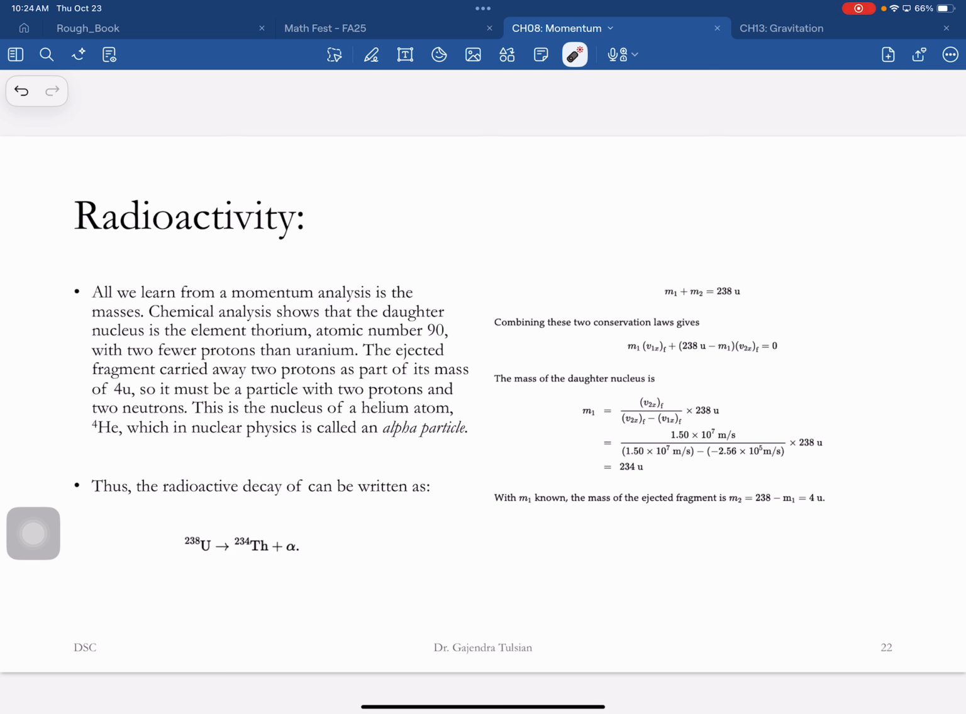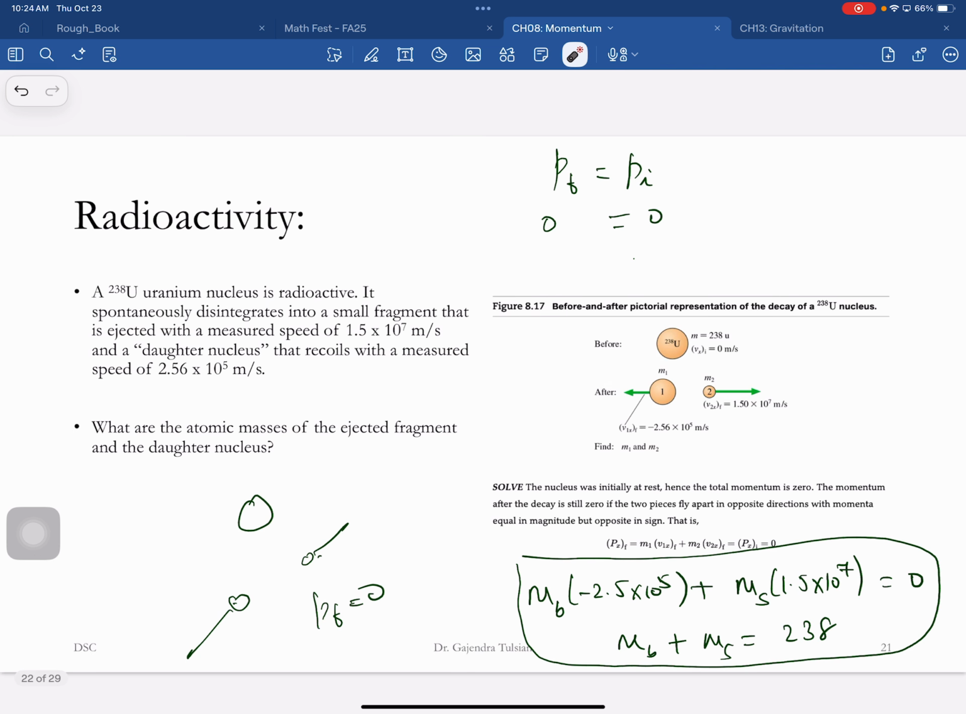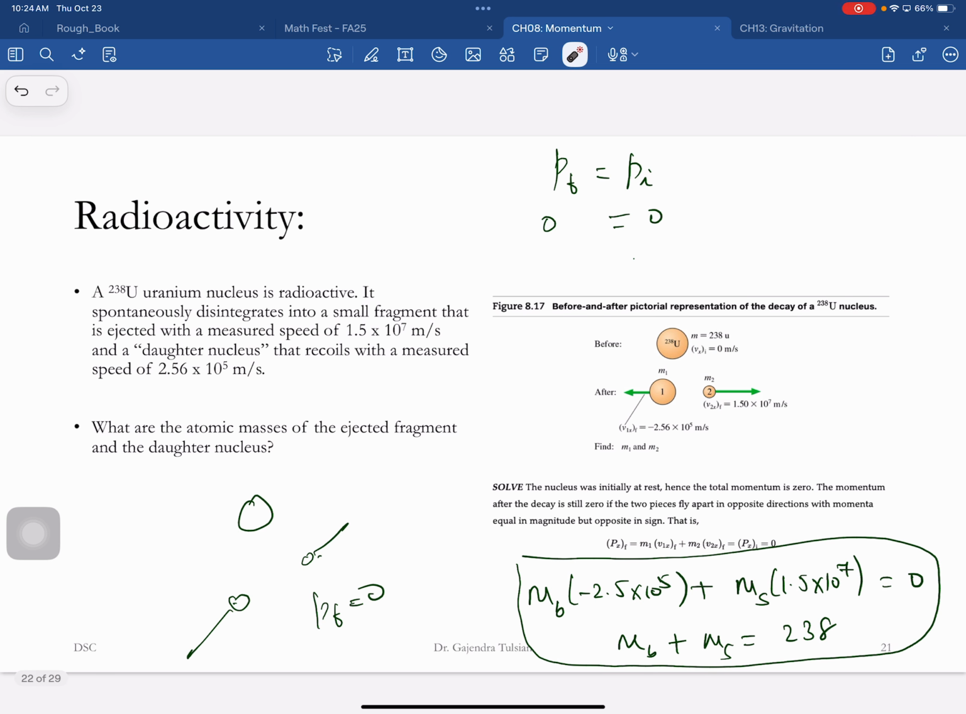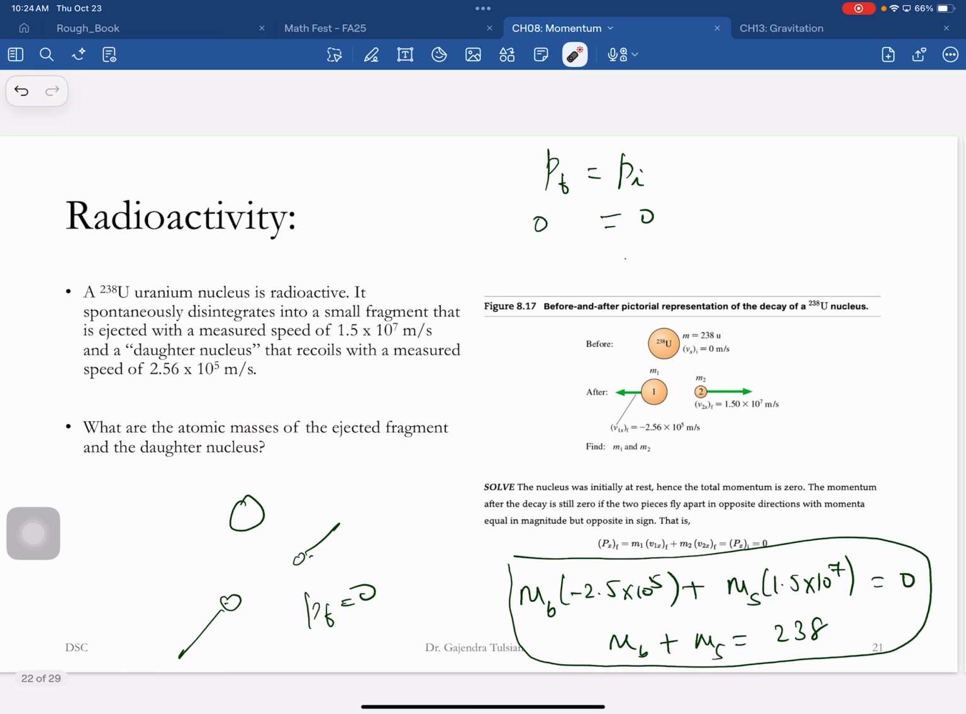Again, when this splits, these two pieces have to go exactly in opposite directions, and their total momentum is 0 if the momentum of the original uranium is 0. So that's what momentum conservation lets you do.